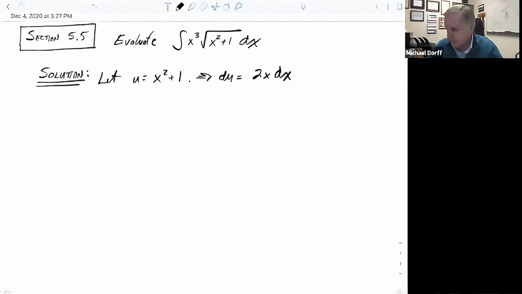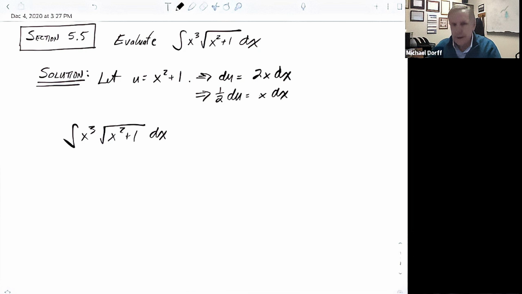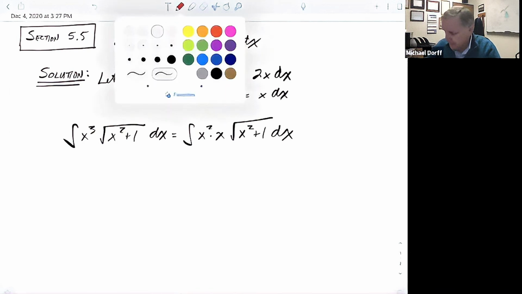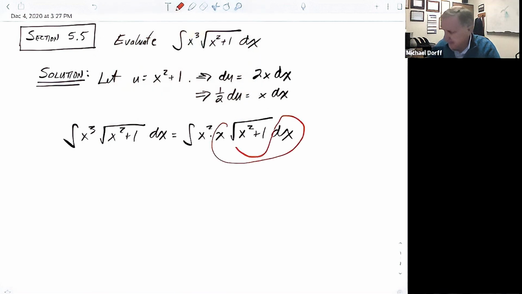To show how this works, first I'm going to bring the 2 from the 2x dx to the other side, because I don't have any 2 as a coefficient in my original integral. So when I bring the 2 over, I have 1/2 du equals x dx. The original integral was x cubed times the square root of x squared plus 1 dx. Since what I have for du has an x in there, but not an x cubed, I'm going to factor out x cubed to be x squared times x to the first, times the square root of x squared plus 1 dx. Now I can do some substitutions here. This x dx is equal to this 1/2 du.